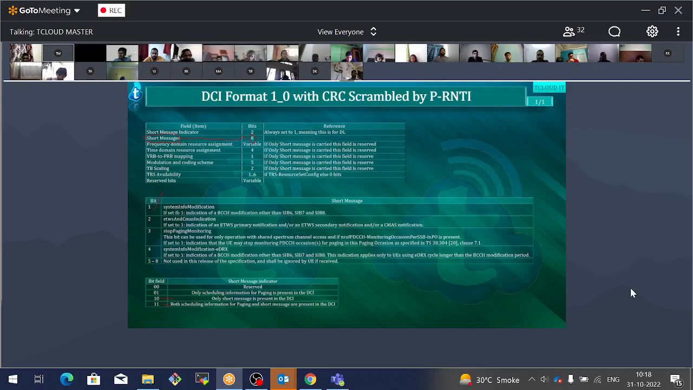In those 8 bits, first, if the first bit is set to 1, it indicates that, hey, whatever system information you already downloaded earlier has been modified. Please download the system information once again. The operator has made some changes in the system information that you downloaded earlier. Now it is time for you to download the fresh system information.